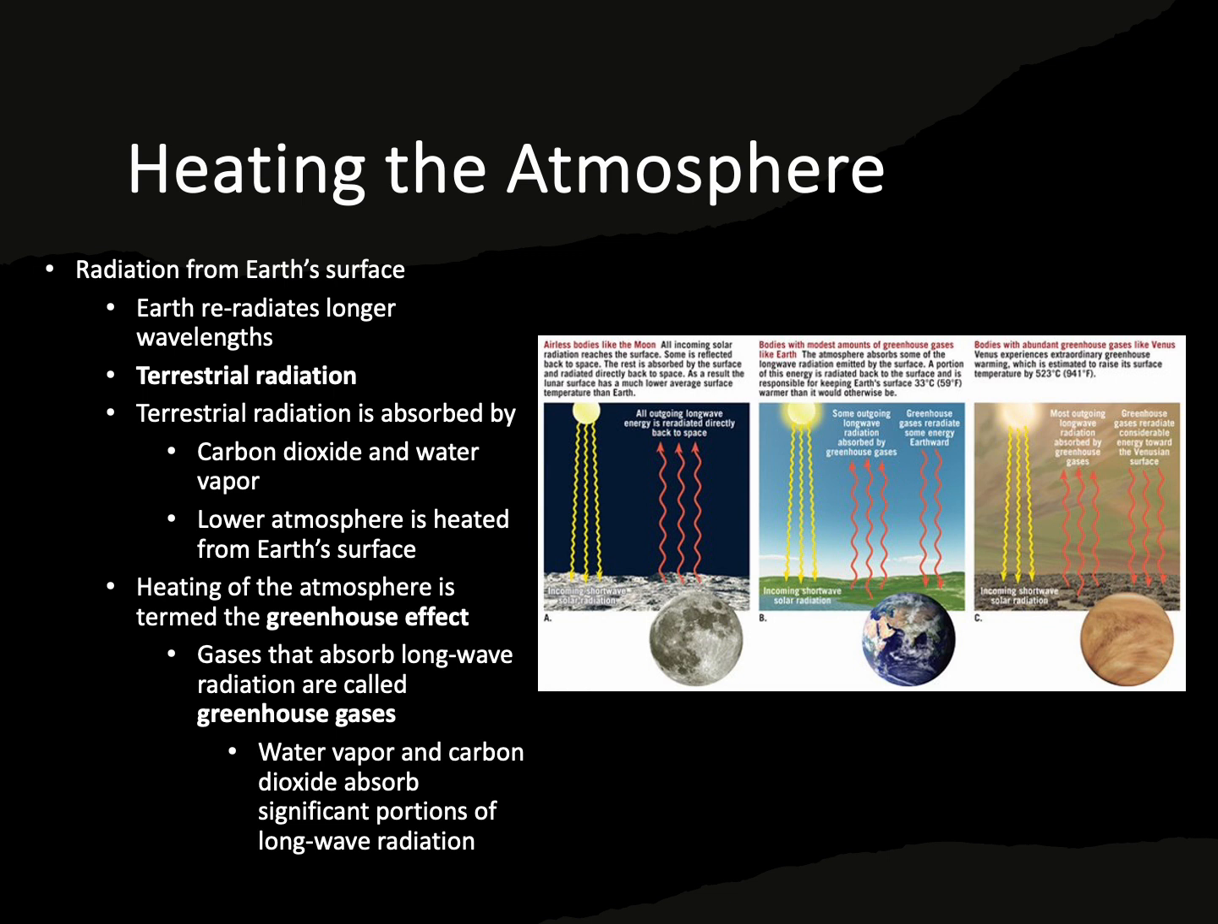So a lot of this terrestrial radiation is caused by greenhouse gases. Gases like carbon dioxide and water vapor are absorbing this radiation, and it heats up Earth's lower atmosphere, in the troposphere where we live. So we see this as the greenhouse gas effect.